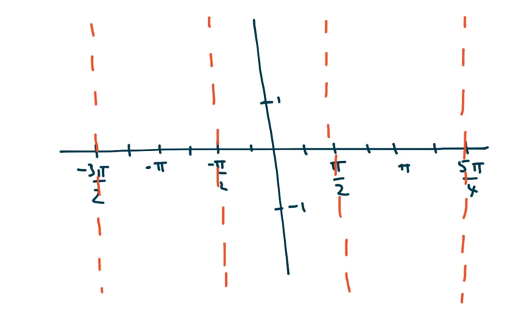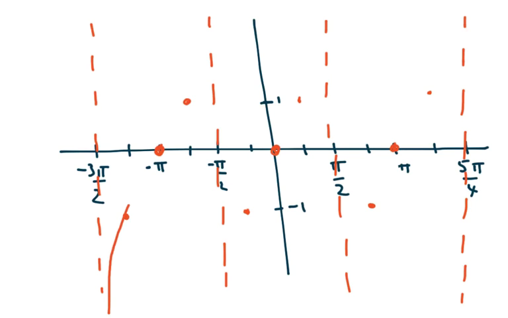At negative pi, 0, and pi, the graph was at 0. At negative 5 pi over 4, we were at negative 1. And at negative 3 pi over 4, we were at positive 1. At negative pi over 4, we were at negative 1. And at pi over 4, we were at 1. At 3 pi over 4, we were at negative 1. And 5 pi over 4, we were at 1.